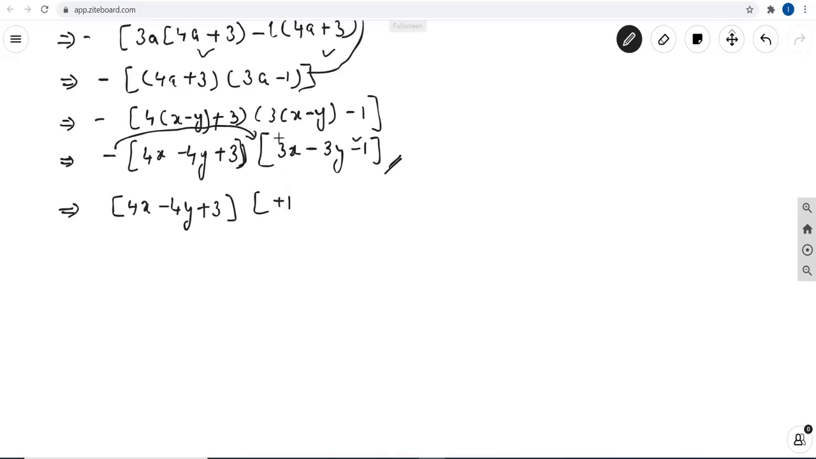Okay, so this becomes minus 3x, and this becomes plus 3y. So this is the solution for problem number 15. So we'll go for the next problem.